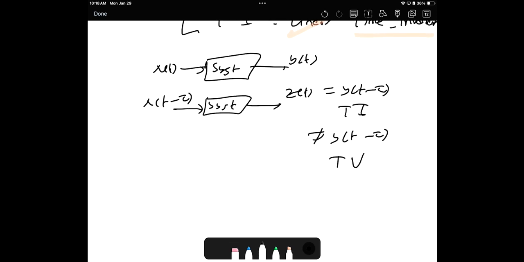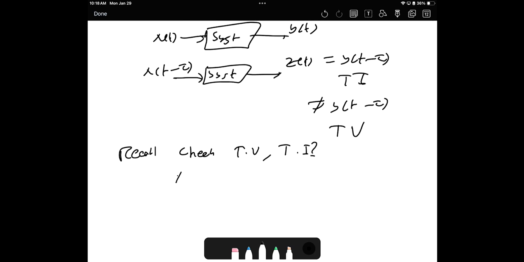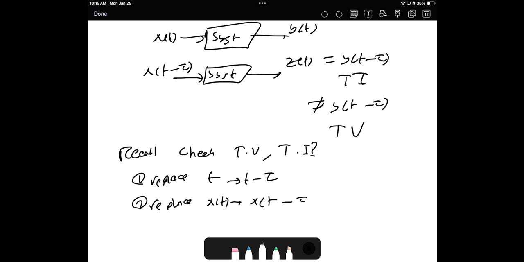Okay, recall how to check time variance and time invariance. Procedure: step number 1, replace every t by t minus tau, or t0, whatever you call it. Step number 2, replace every x of t by x of t minus tau. If 1 equals 2, then it is time invariant. If not, then it is time variant.